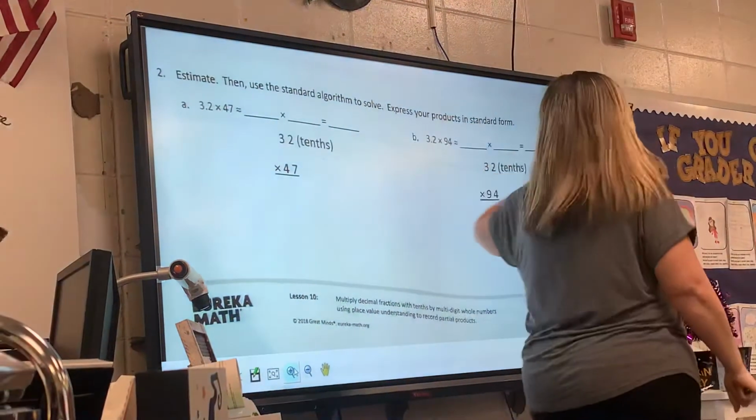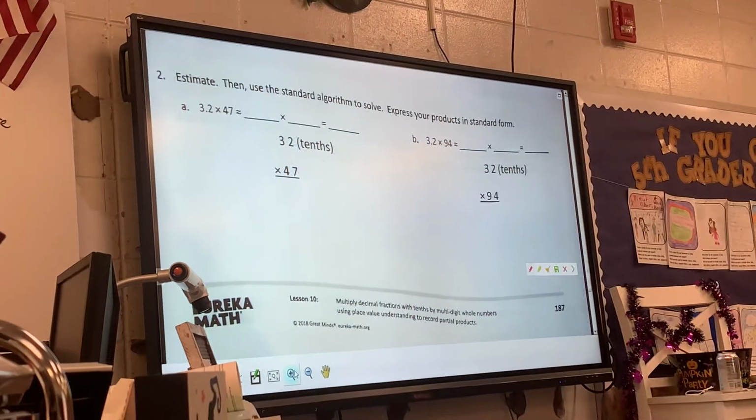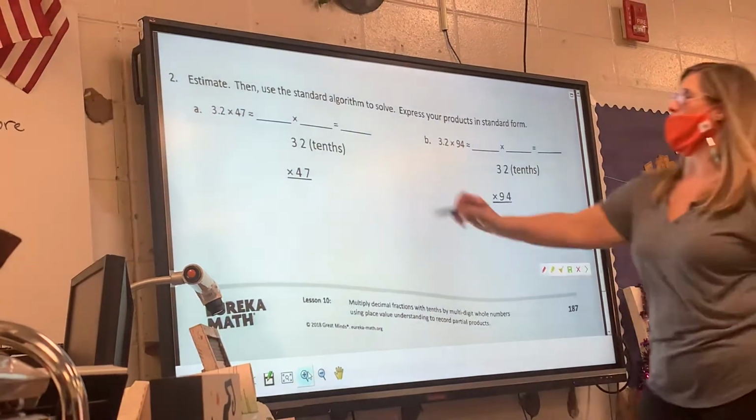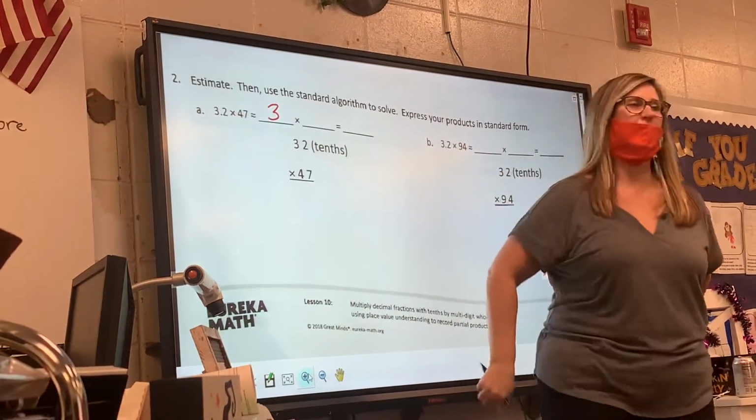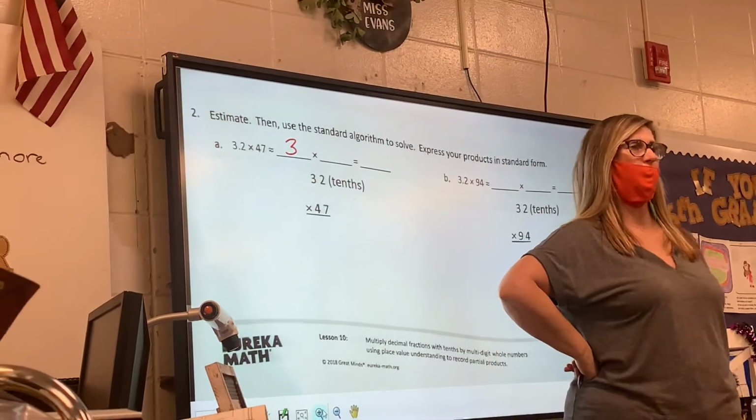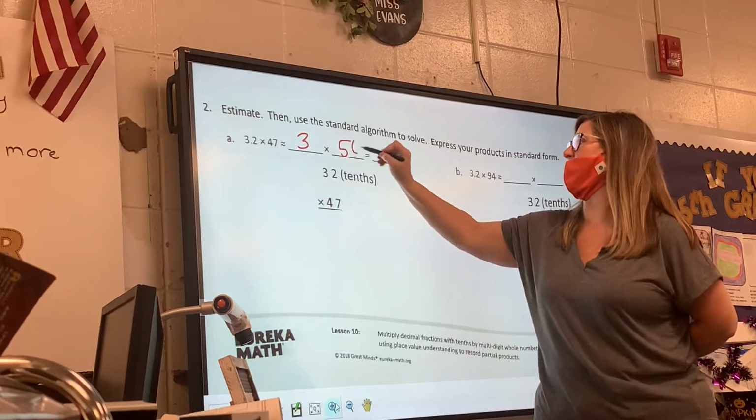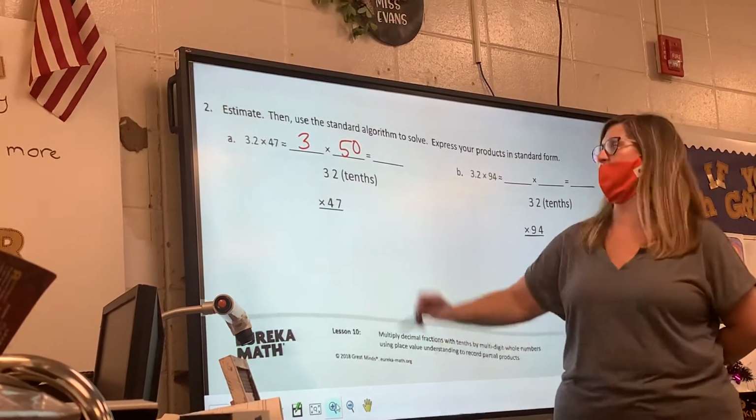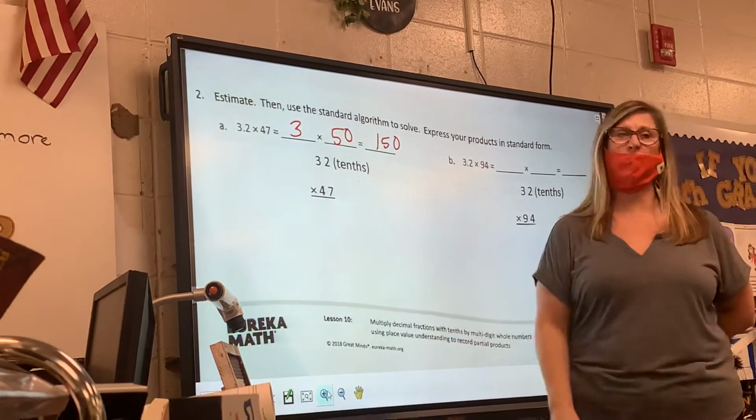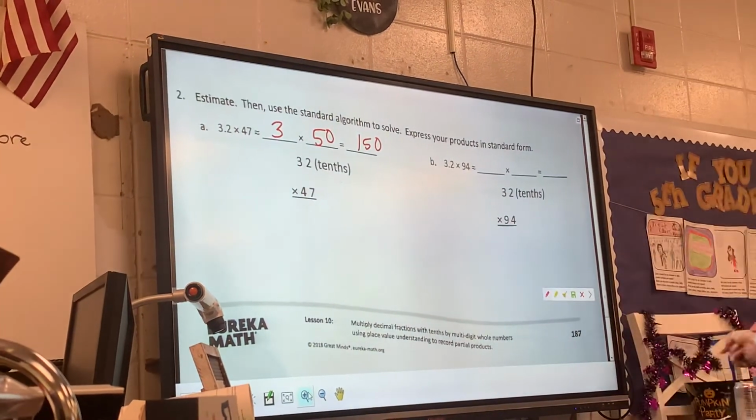I want you to estimate, round 3 and 2/10 to the nearest whole number. What would it round to, guys? 3. I want you to round 47 to the nearest whole number. What would it round to? 50. Now is it simple to get an estimate? What is it? 150. Okay, now I want you to do standard algorithm and put your decimal in at the end.